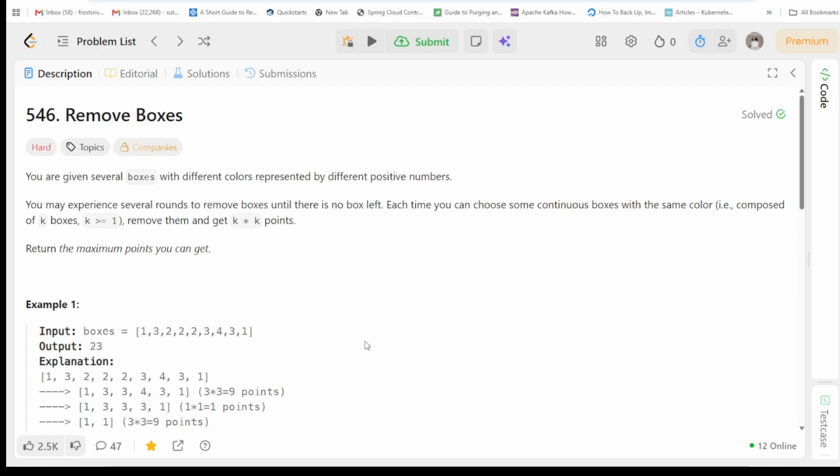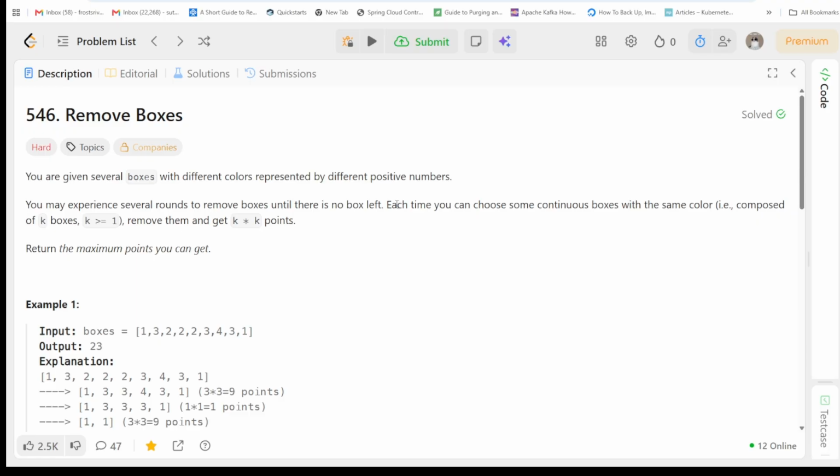Hello, problem number 546, remove boxes. In this problem, we are given several boxes with different colors represented by a different positive number. We may experience several rounds to remove boxes until there is no box left. Each time we can choose some continuous boxes with the same color that is composed of k boxes, remove them and get k times k points.